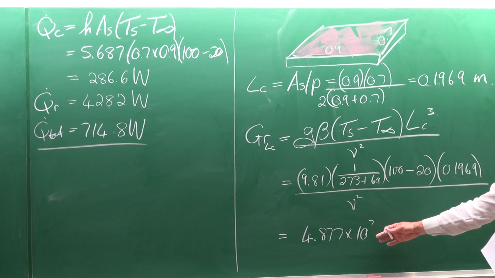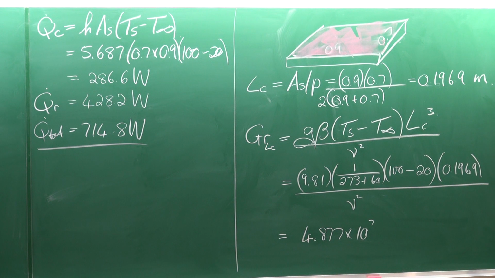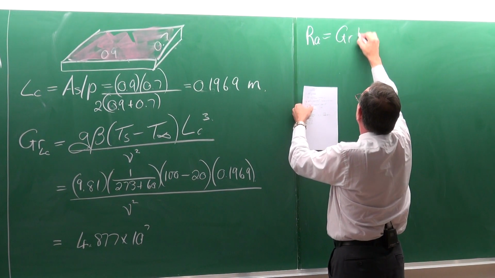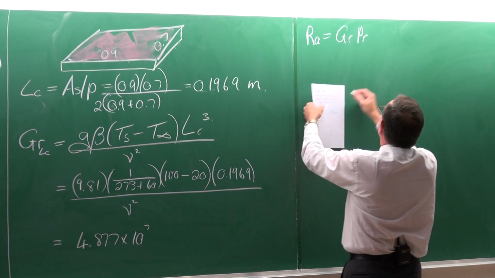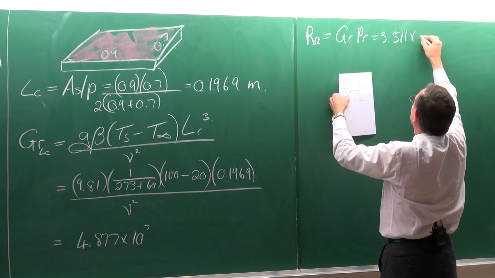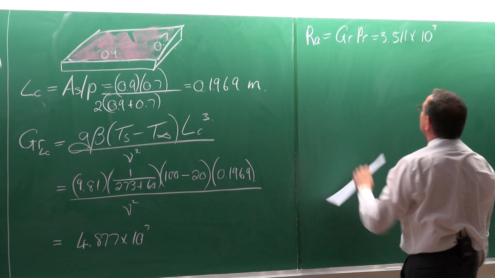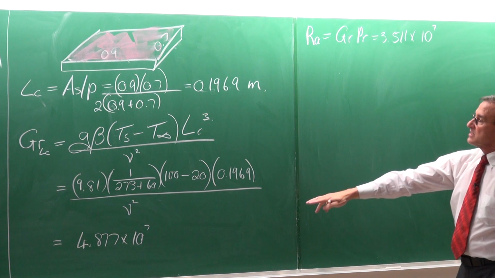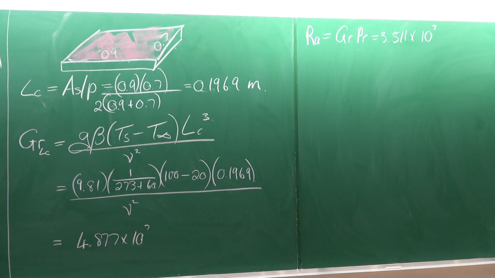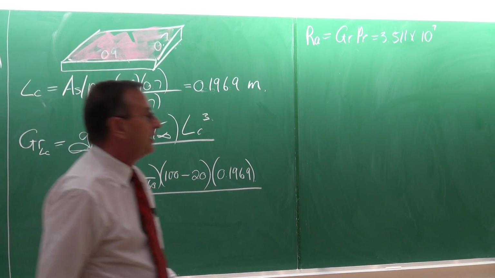Once we've got the Grashof number, we can calculate the Rayleigh number. The Rayleigh number is equal to the Grashof number multiplied by the Prandtl number, and that works out as 3.511 multiplied by 10 to the 7. So you just take this Grashof number multiplied by the Prandtl number, and the Prandtl number is equal to 0.7199.